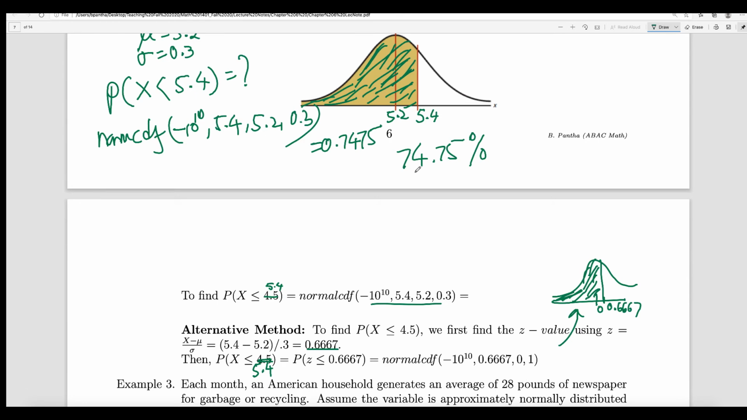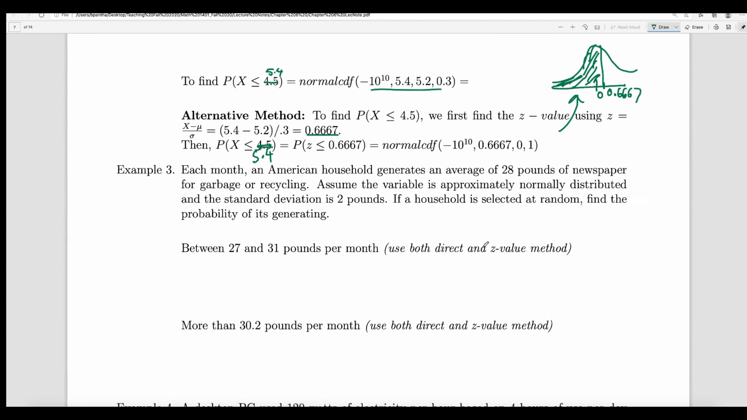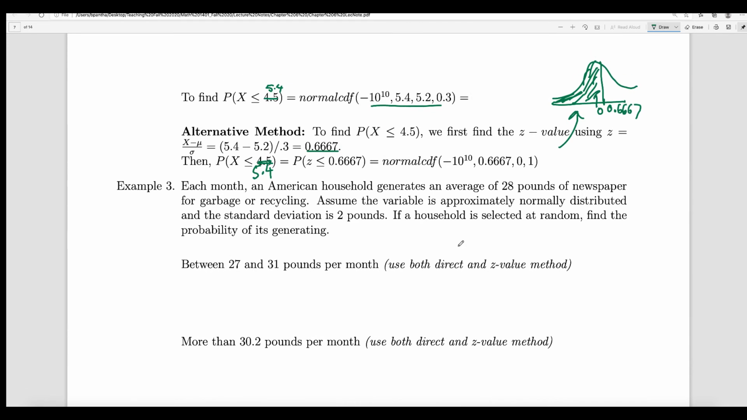0.7475, which is 74.75%. Okay, so this is how you do it. You can do it both ways, but sometimes the online homework asks for the g value method, and sometimes you can do it directly. You can do either way in the test, but in the homework sometimes it asks for the g value method, sometimes it asks for the direct method.